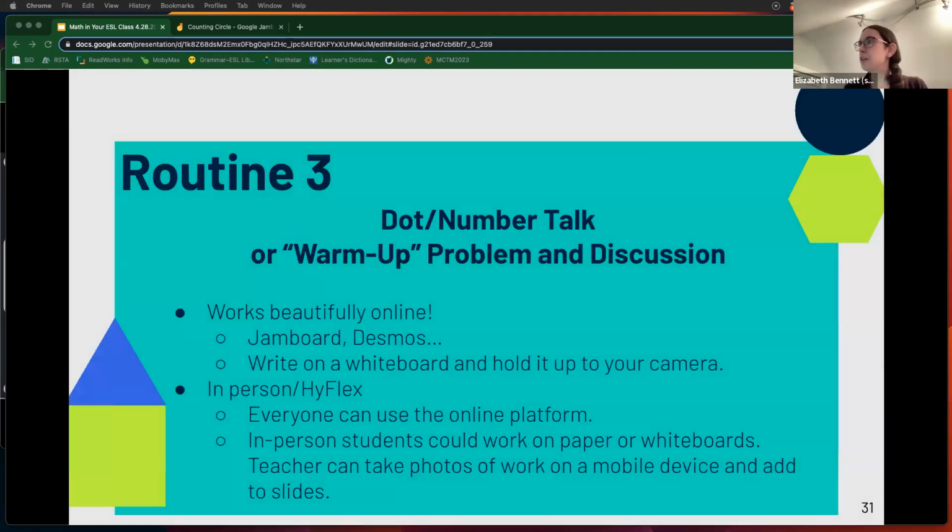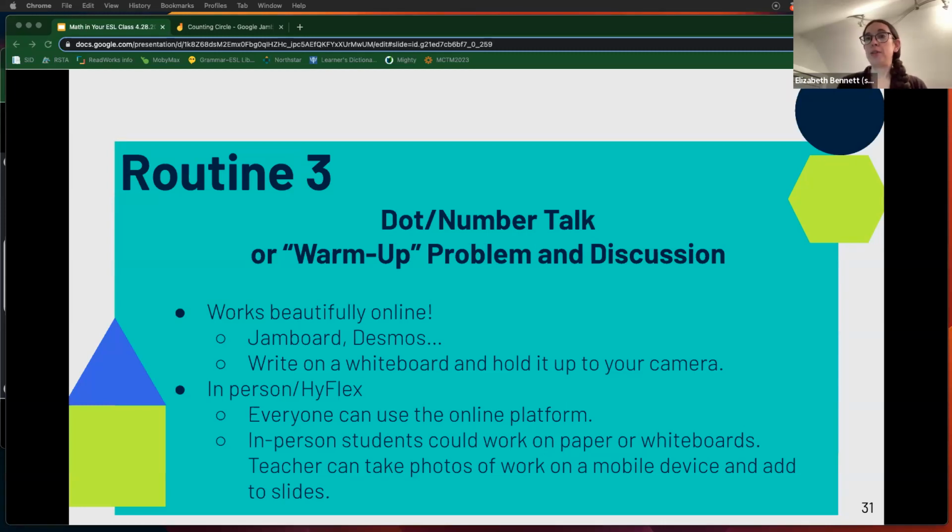All right, the third routine, we will not have time to actually do this, but I'll just show it to you quickly. This is the dot or the number talk, or if you have a class where you're doing some more advanced math work, maybe you want to do more like a warm-up problem or a problem of the day. So I do this online and it works great.